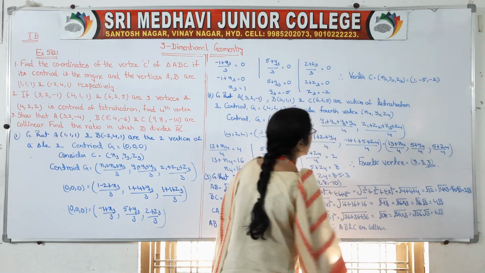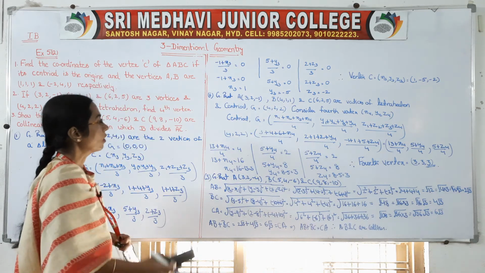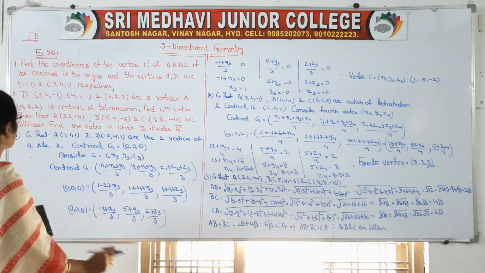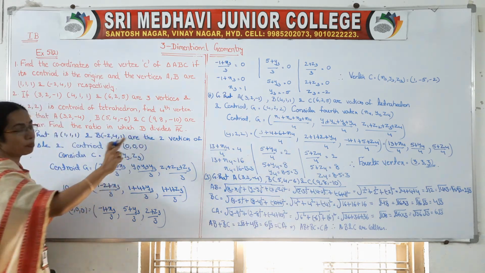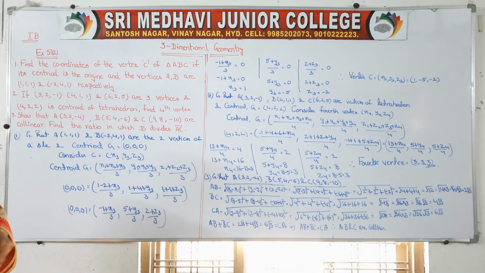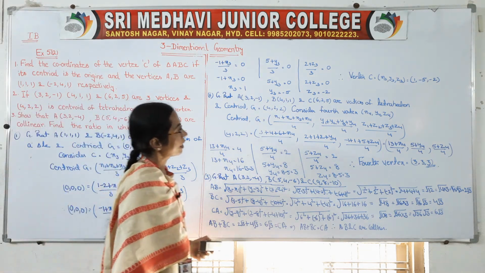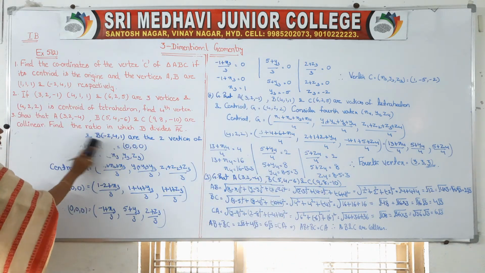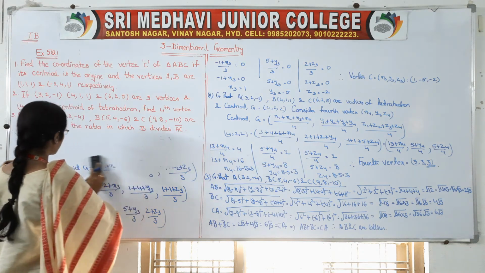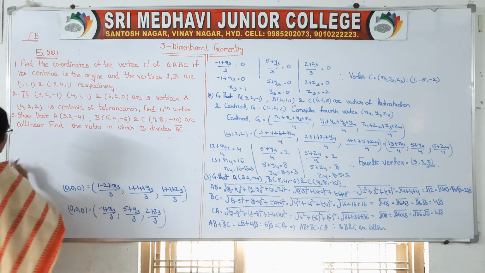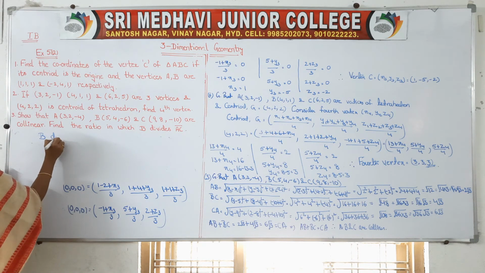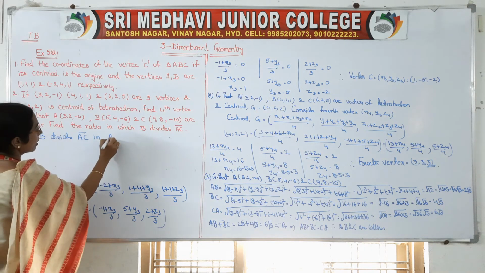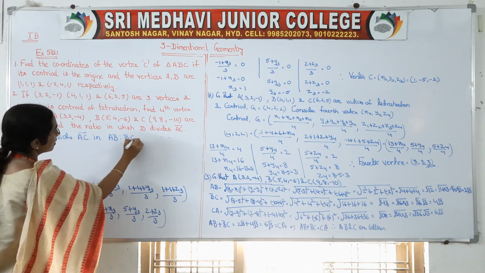Okay, so after that we have to find at what ratio this B divides AC, isn't it? Question is, find the ratio in which B divides AC. Okay, so B divides AC, so here I will write this one, right? So B divides AC in which ratio? So B divides the line AC in AB is to BC.